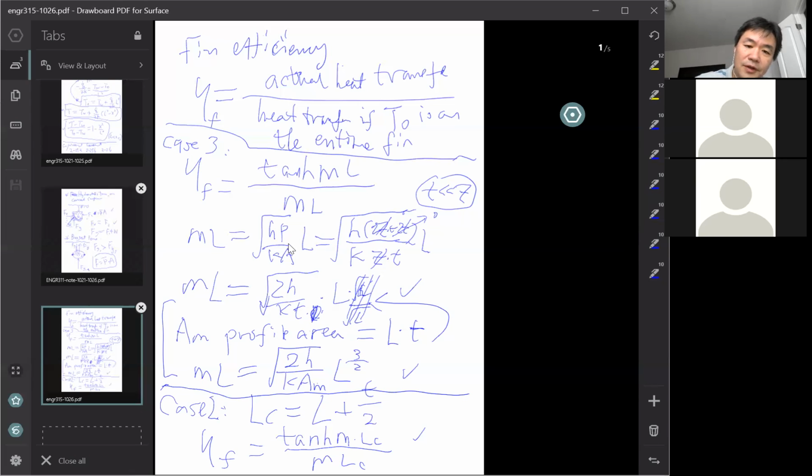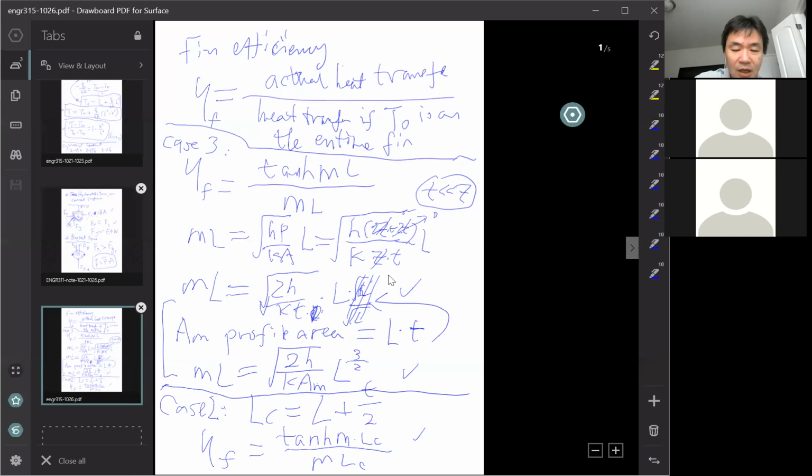For the ML calculation in the efficiency, as well as in the Q and the temperature, if there's ML, it can be simplified into this form: ML equal to this, as well as this if we want to use the profile area, L times T, to represent. So that's how you calculate the efficiency of case 3, with the assumption that the thickness is very small compared to the depth. It becomes these two formulas for ML in order to calculate the efficiency.